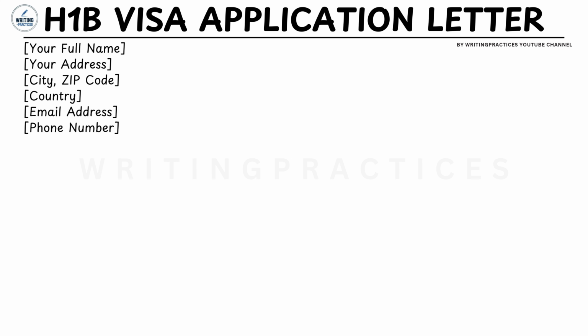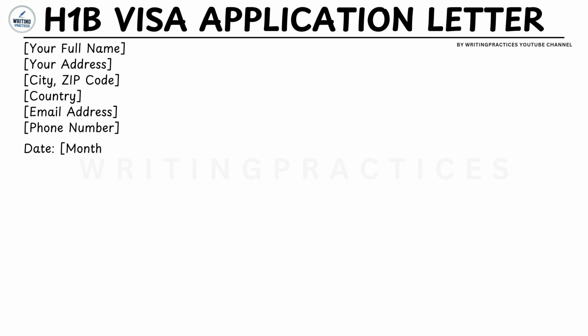Here's an example of how it should look. John Doe, 123 Maple Street, Toronto, Ontario, M5A1B2, Canada. johndoe@email.com, +14161234567. Providing this information at the beginning ensures your application is properly documented and associated with your case file.